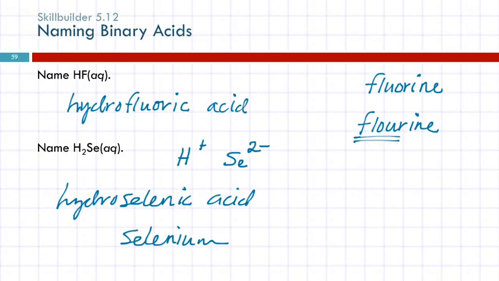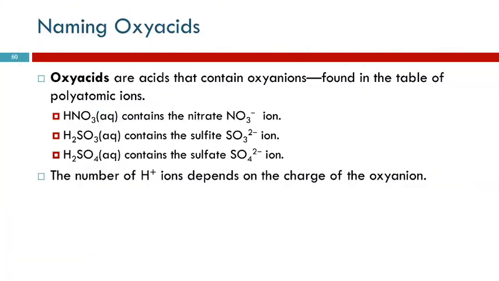Not oxyacids. So let's look at the oxyacids. Oxyacids have oxygen. They contain oxyanions. So we look at these. These are 3 oxyacids. They start with H. That's what tells us it's an acid.